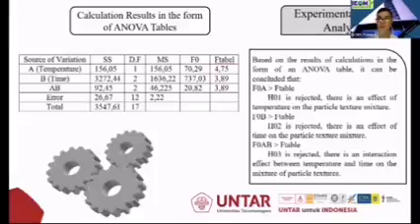Based on the results of calculation in the form of an ANOVA table, it can be concluded that F0, F0A, F0B, F0AB are bigger than F table. So H0 is rejected. There is an effect of temperature, time, and the interaction between temperature and time on the mixture of particle texture.